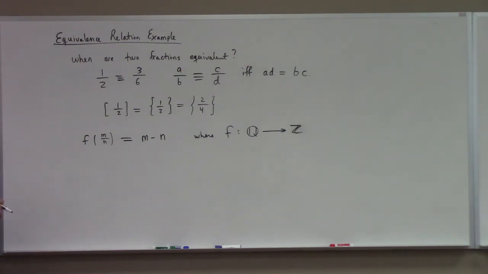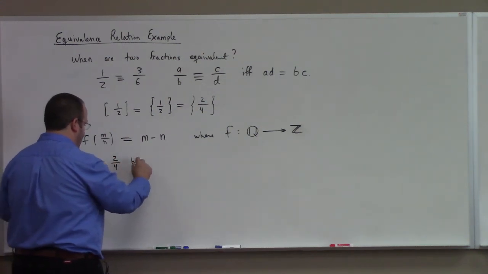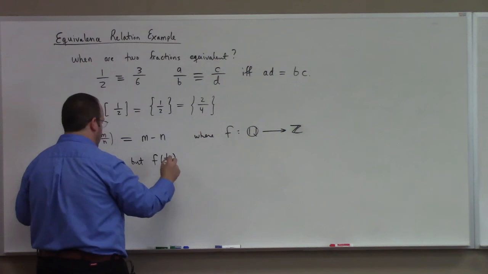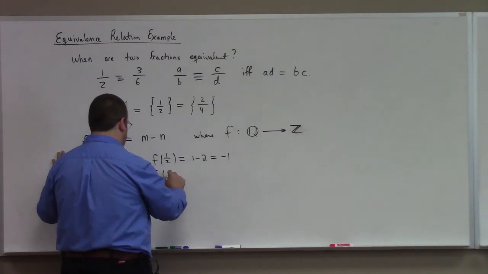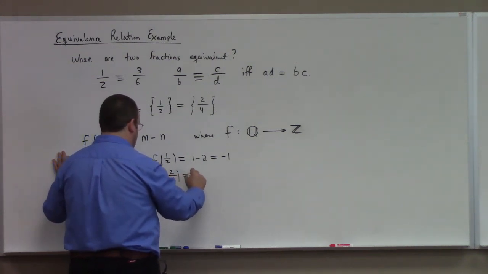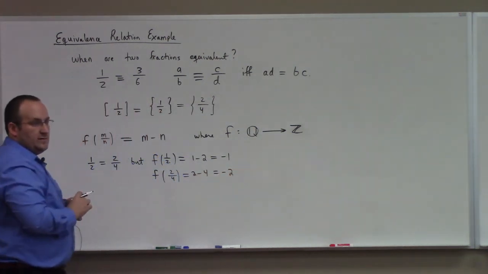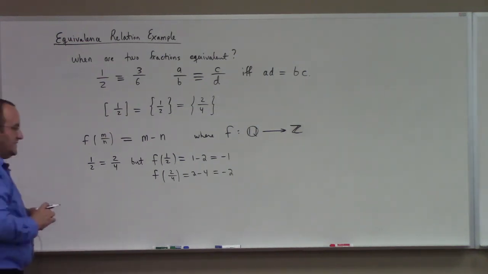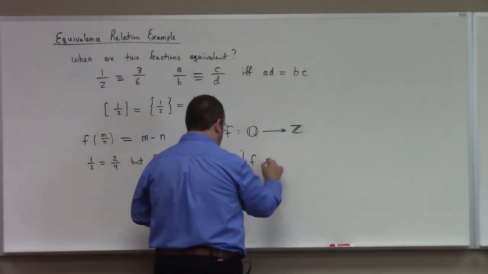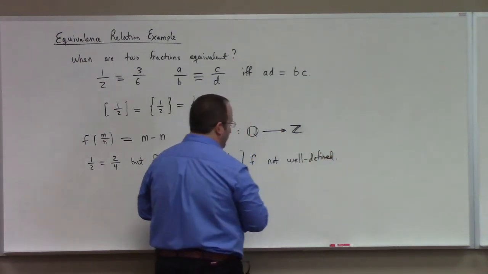Well, you can put different things in and get the same thing out. Like 1/2 is equal to 2/4. But f of 1/2, according to our rule, would be 1 minus 2, which is minus 1, and f of 2/4 is equal to 2 minus 4, which would be minus 2. We're getting two different things. This is not a function. This is not single valued. So f is not well defined because it's not single valued.